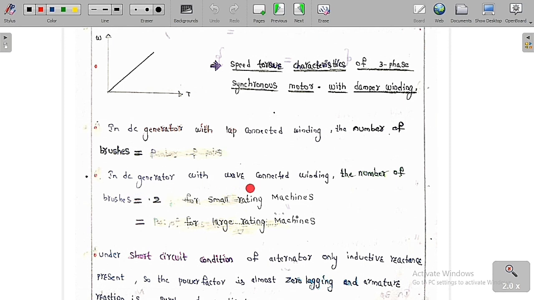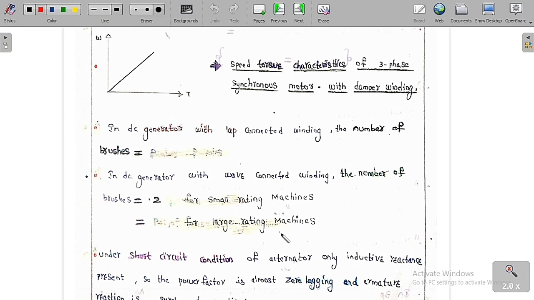Similarly, in a DC generator with wave connected winding, the number of brushes is equal to 2 for small rating machines and equal to P for large rating machines. In a wave connected winding, the number of parallel paths is 2. Therefore, the number of brushes is 2 for smaller rating machines, but P for larger rating machines. This is a very important point to remember: the number of brushes is always equal to the number of parallel paths.